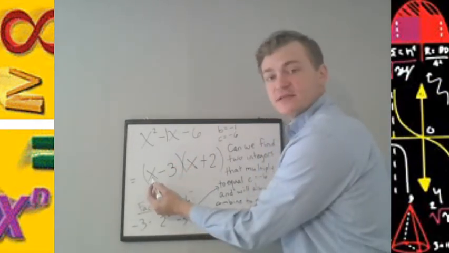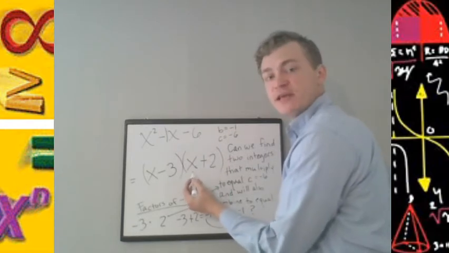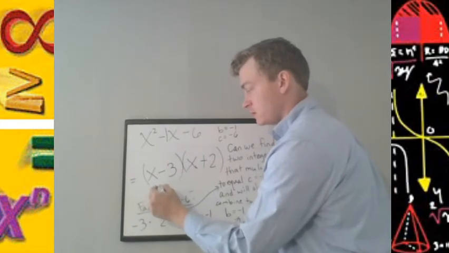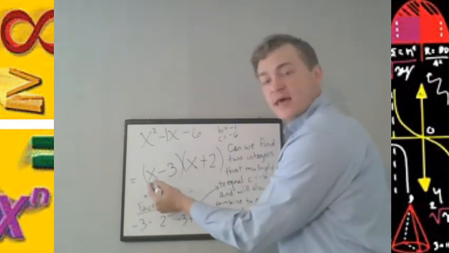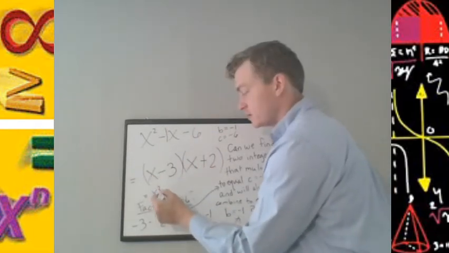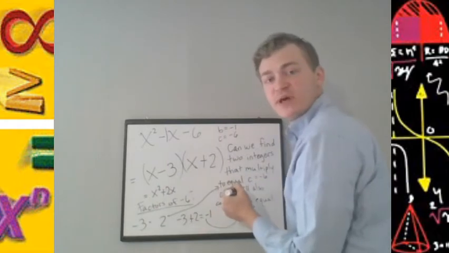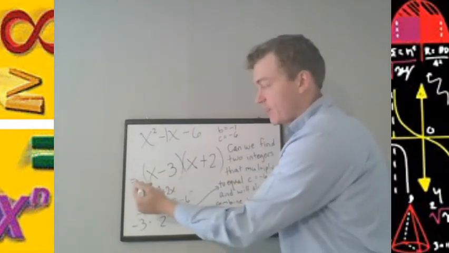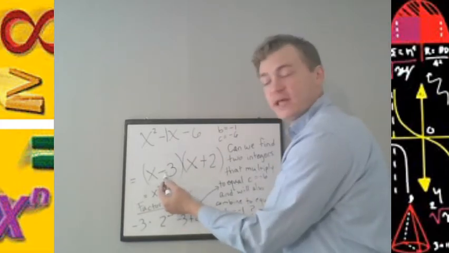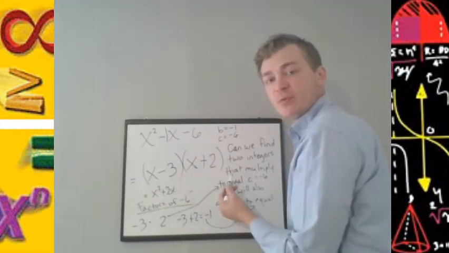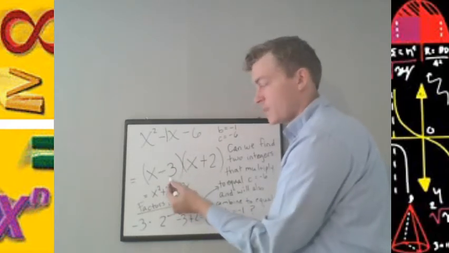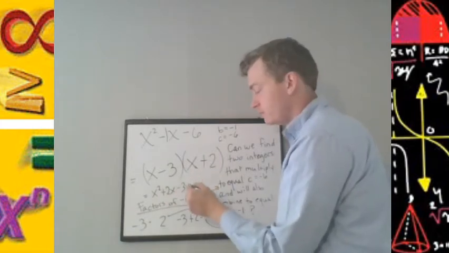Distribute this x to each term in our second polynomial. x multiplied by x is x squared. x multiplied by a positive 2, or in other words, positive 2 multiplied by x is positive 2x. Now that we've exhausted all those possibilities for this x, now we will let this negative 3 multiply each term over here. Negative 3 multiplied by x. Negative 3 multiplied by positive 2.